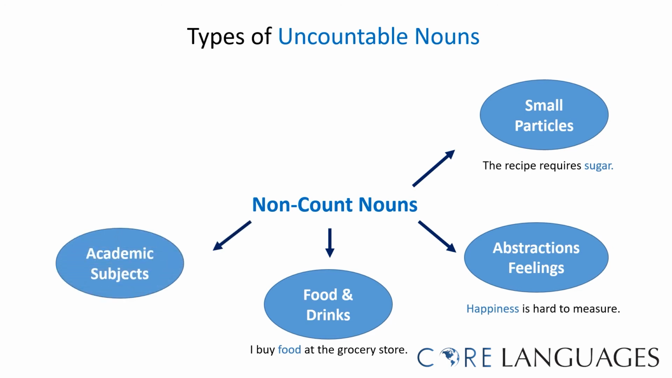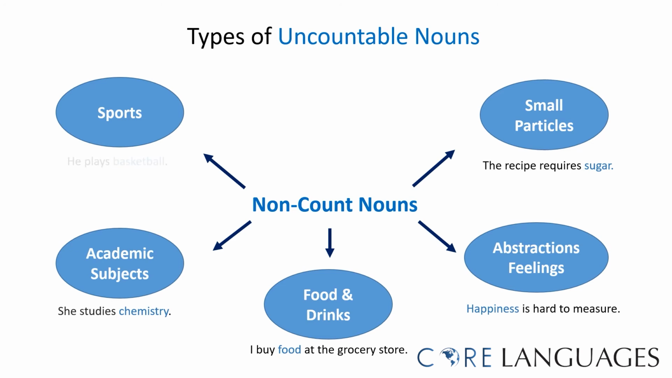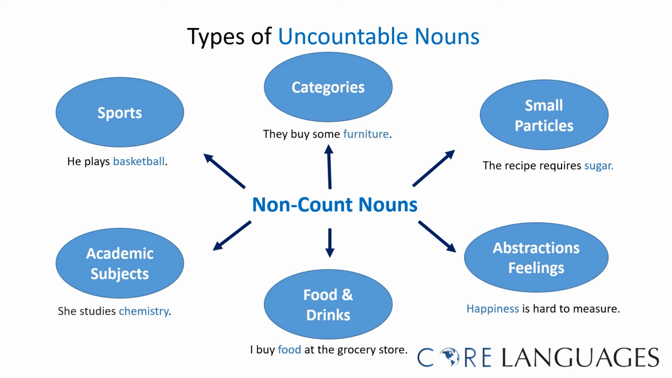We use uncountable nouns for academic subjects. For example, chemistry. She studies chemistry. Uncountable nouns are used for sports. For example, he plays basketball. And we use uncountable nouns for categories of nouns. For example, furniture. They buy some furniture.